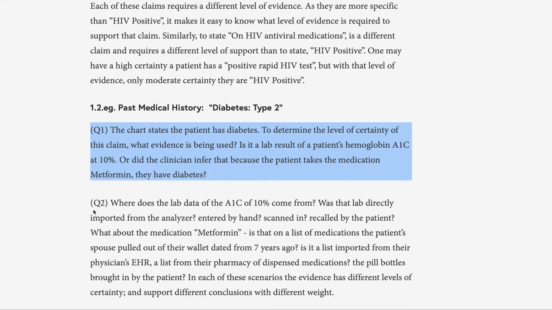Similarly, was the medication metformin simply on a list that the patient's spouse pulled out of their wallet, which was dated from 7 years ago, which often happens, or was that medication actually imported directly from their primary care physician's medical record? Or was that medication confirmed with a list from the pharmacy's medical system of the medications dispensed? Or was it reconciled against the pill bottles brought in by the patient? Again, these are very different ways to get the data into the system that the patient is on metformin, and each has different levels of confidence that the patient actually is on that medication currently.